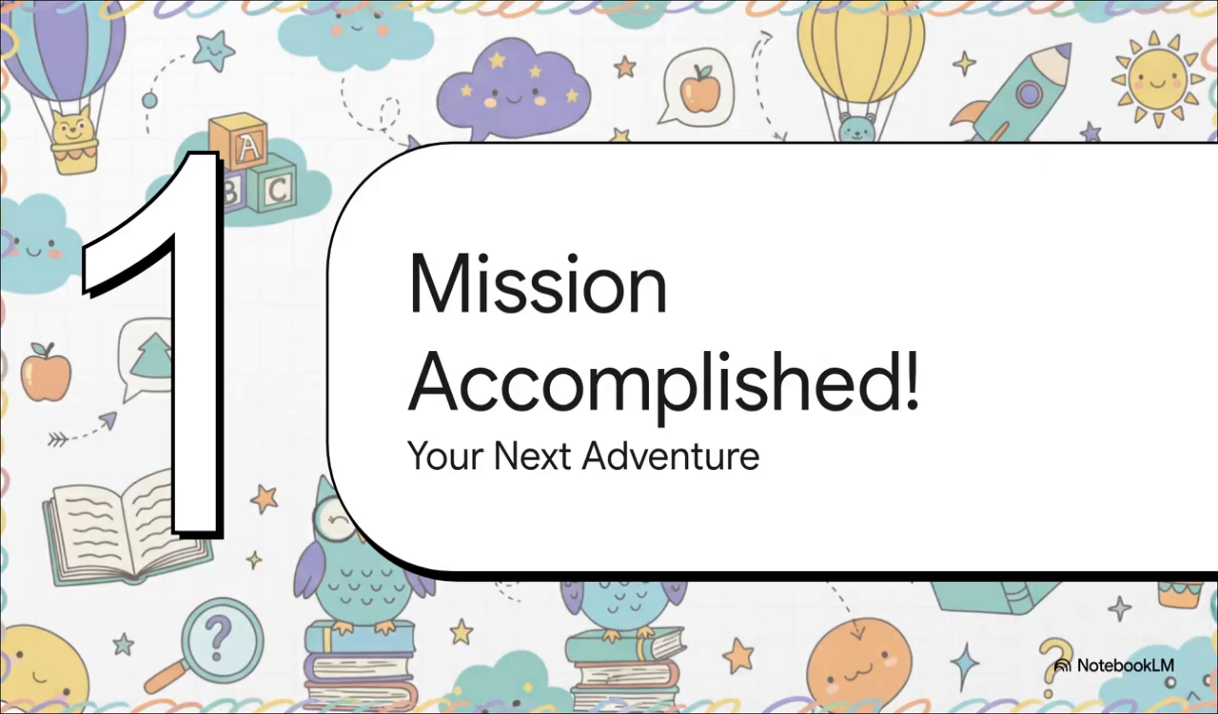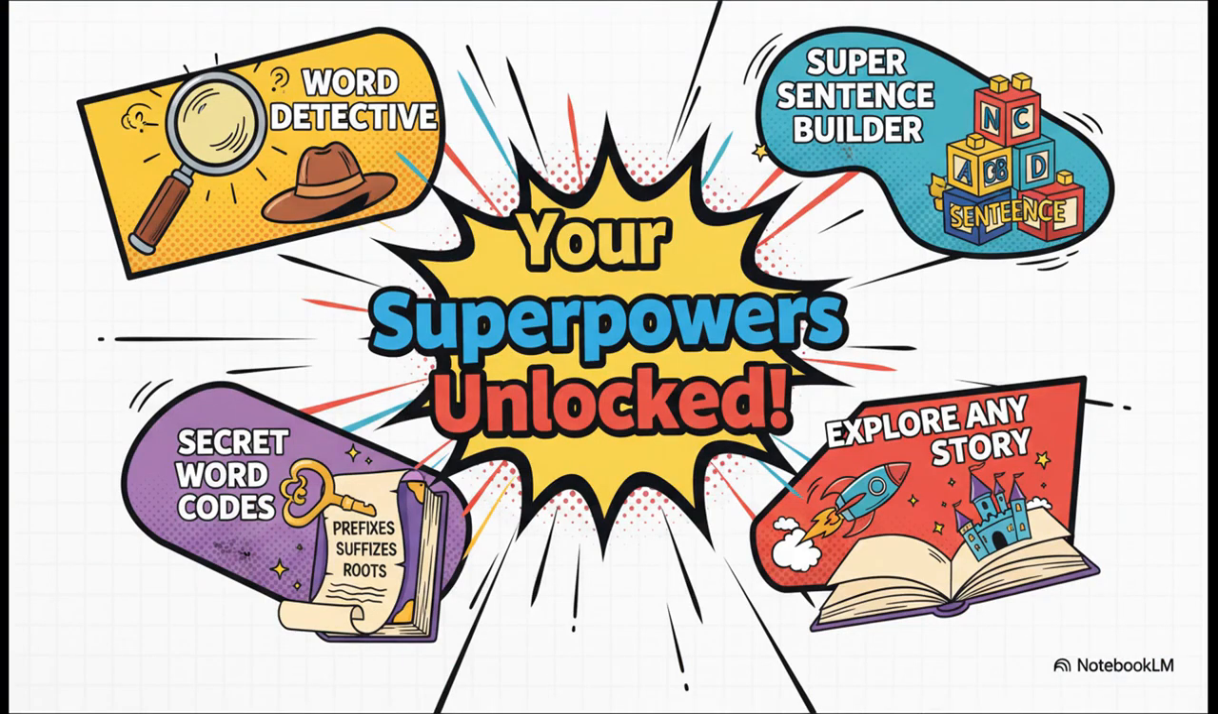Mission accomplished, super readers. You did it! I knew you could. You worked so hard. And guess what? You've unlocked all of your brand new reading superpowers. Just look at everything you can do now. You are officially a word detective, solving word mysteries with context clues. You're a super sentence builder, using those VIP words, action words, and sense words. You can crack secret word codes, like that awesome magic E trick.